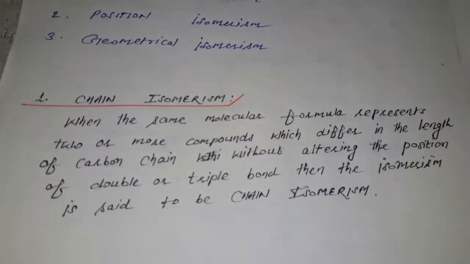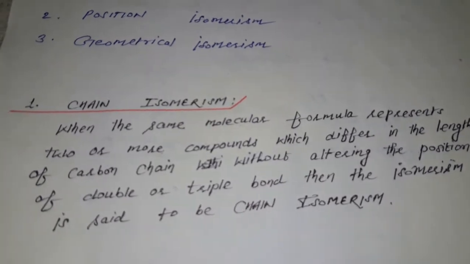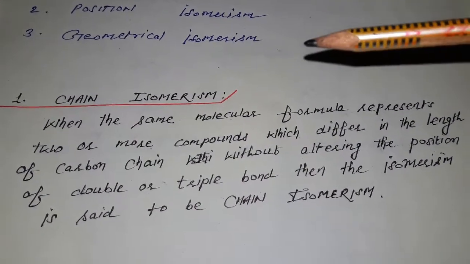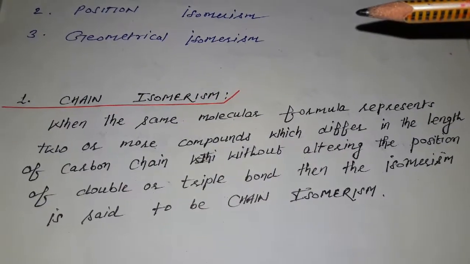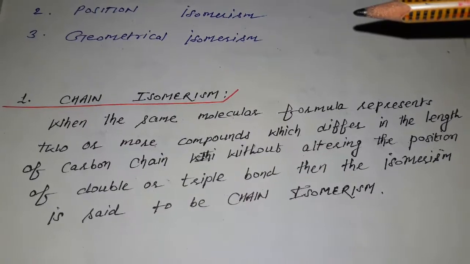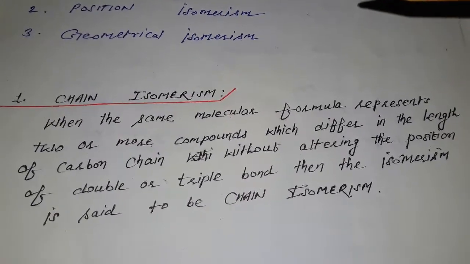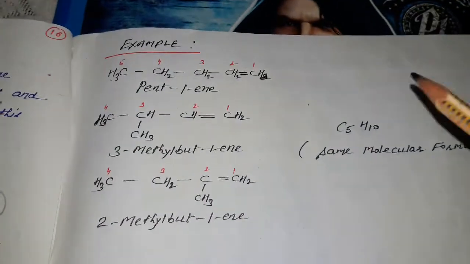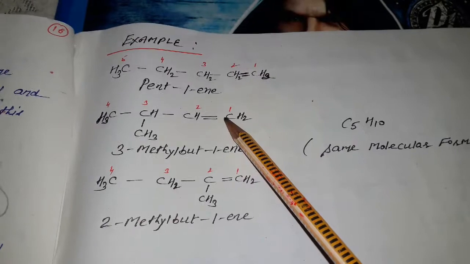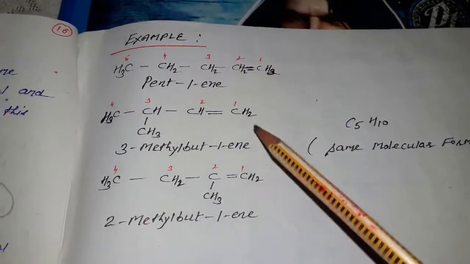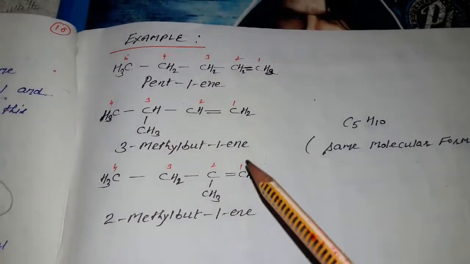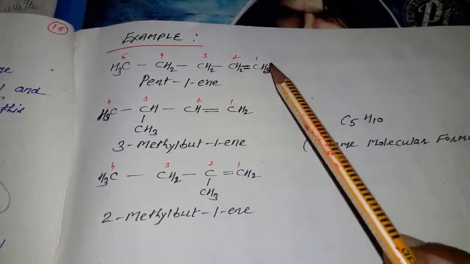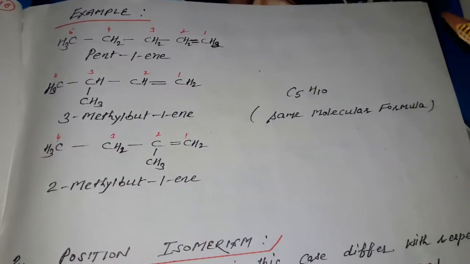In chain isomerism, the same molecular formula represents two or more compounds which differ in the length of the carbon chain without altering the position of the double or triple bond. An example is this: the position of the double bond is the same with numbering, but in one the branching is from the third carbon, and in the other the branching is from the second, but the position of the double bond is the same.